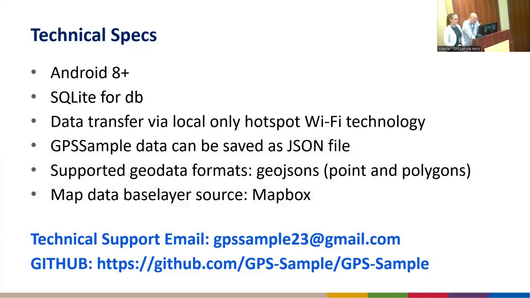Under the hood, we use SQLite as the database. We use the database to store the data as it's being collected, as well as storing the configurations that get transferred from the supervisor or the admin phone down to an enumerator. As we discussed, all of the data that gets transferred is through a local-only hotspot. And so again, what that really means is that the supervisor or admin phone is the actual Wi-Fi hotspot. And so you don't need cell and you don't need external Wi-Fi to be able to use the system.